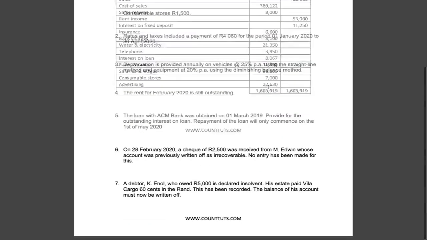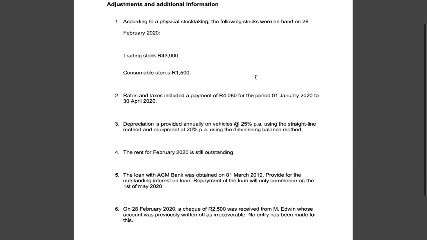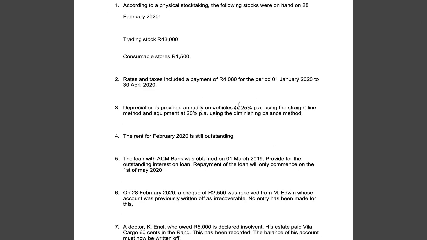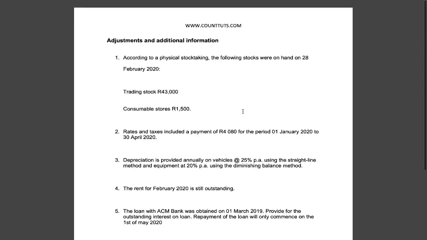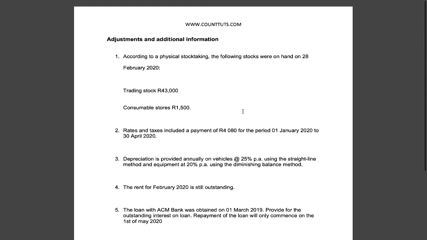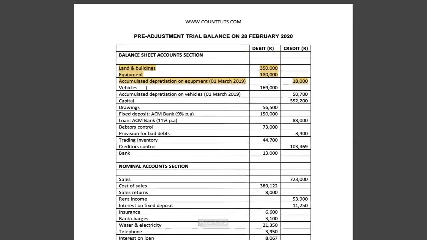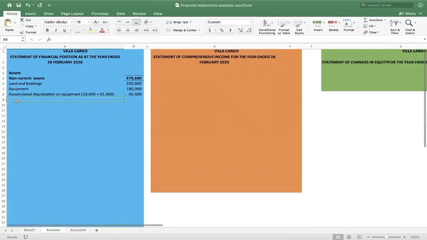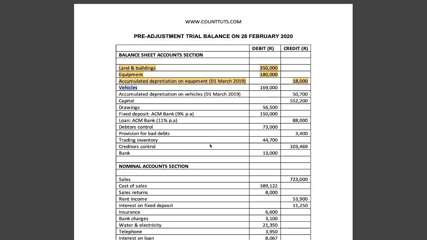Now, is there anything else on vehicles in the additional information? If the only thing we are given on vehicles relates to the depreciation, then we'll do the exact same thing we did for equipment. The actual value of the vehicle is the 169,000 Rand, so we'll record that. Let me copy that. We go to our balance sheet, or the statement of financial position. We record our vehicle, and then we put the 169,000 Rand which we were given, and then we highlight this one because that's what we've just done.